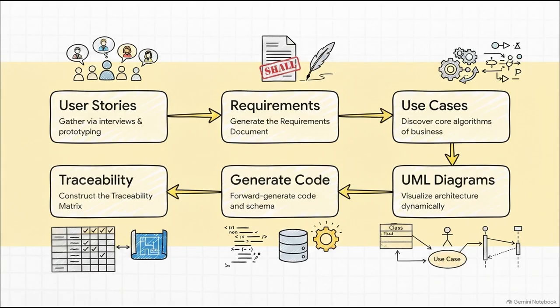From there, we discover use cases, which are the core algorithms of the business. Next, we model the whole thing out with UML diagrams. Once that model is perfect, we forward generate our code and database schema. And finally, we build the traceability matrix to prove we did exactly what was asked.